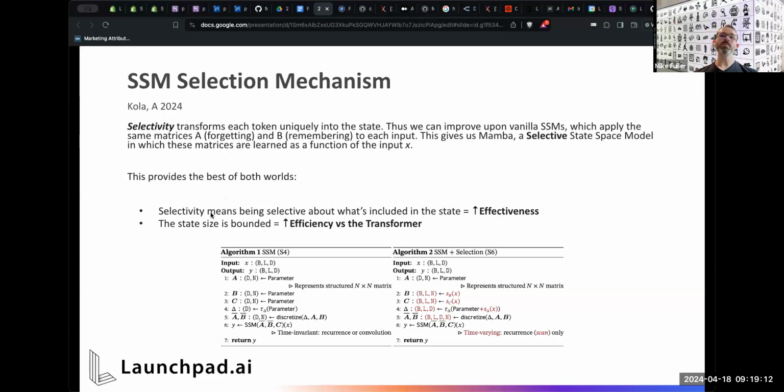You have selectiveness, obviously, about what's included in the state, like what really is the most important part of this input space in order to predict the next token, which gives high effectiveness, but it's also bounded because there's only so much state space memory, essentially. So it means it's much higher efficiency versus the transformer.